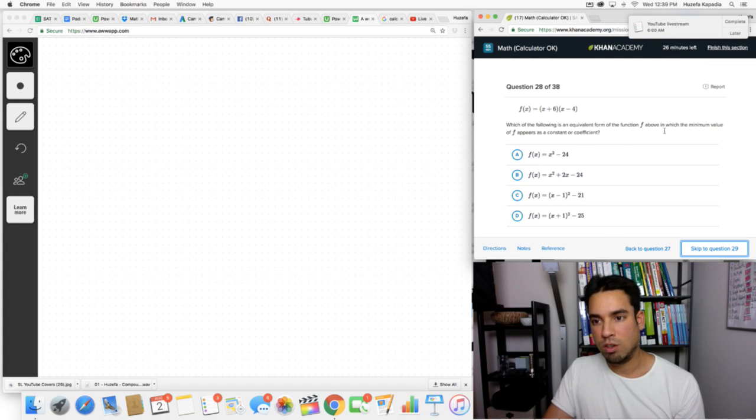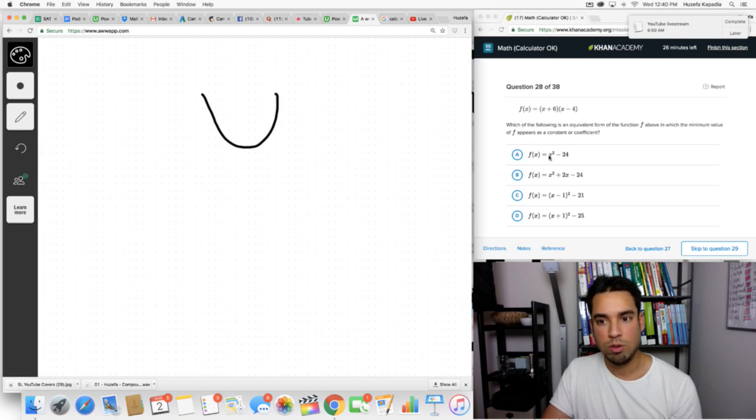Which of the following is an equivalent form of the function f above in which the minimum value of f appears as a constant or coefficient? Got it. So we're assuming this is a parabola. We're probably talking about vertex form, and so it's going to be one of these guys. We just need to figure out which one of these is correct. So what we're going to do is I'm going to FOIL this out.